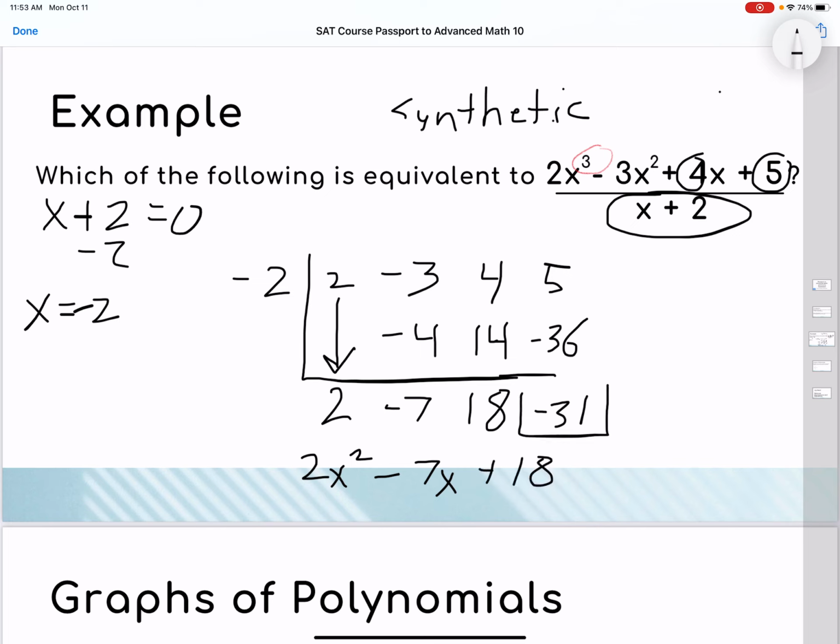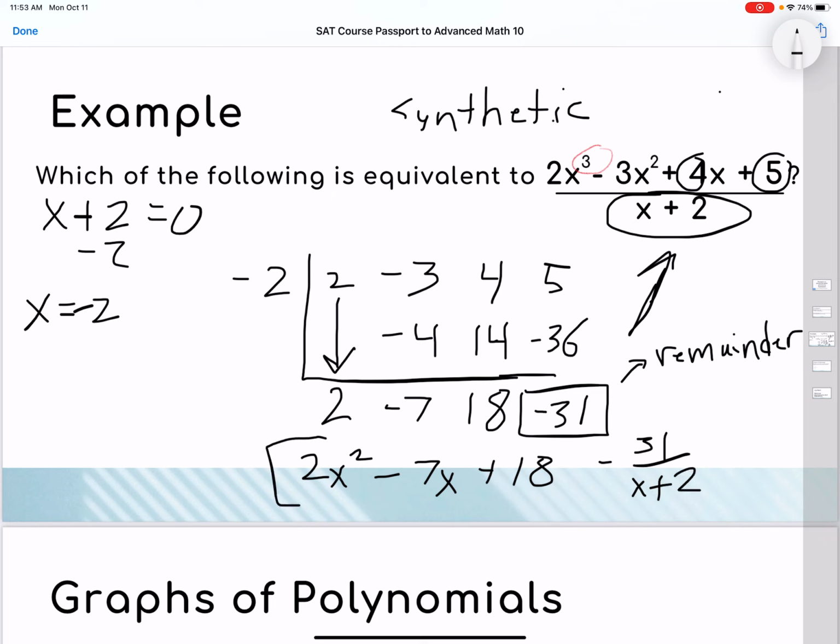So this last term, just like when we used to divide normally, right, is our remainder. And the way a remainder is expressed with synthetic division is minus 31, just like it would normally be. But then it's actually going to be put over the entire factor that was in the denominator, which was x plus 2, right? So x plus 2.